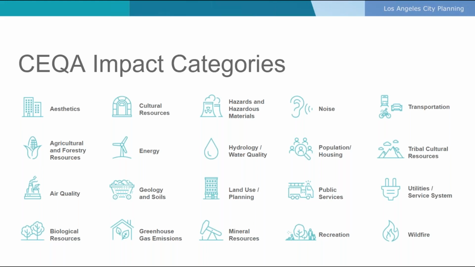To ensure potential impacts on the environment are reduced or avoided, these are the impact categories which will be studied. The findings will be presented in a DEIR that will be shared with the decision makers, responsible agencies, interested parties, and the public for review and comment.